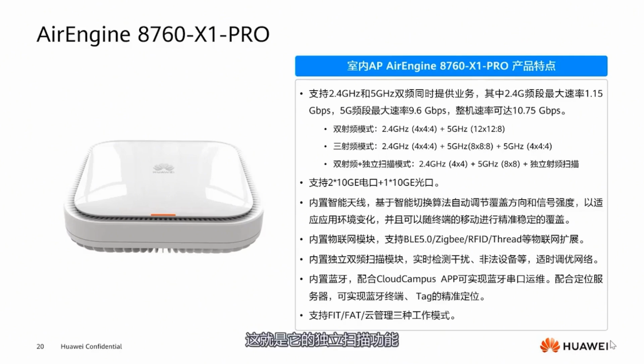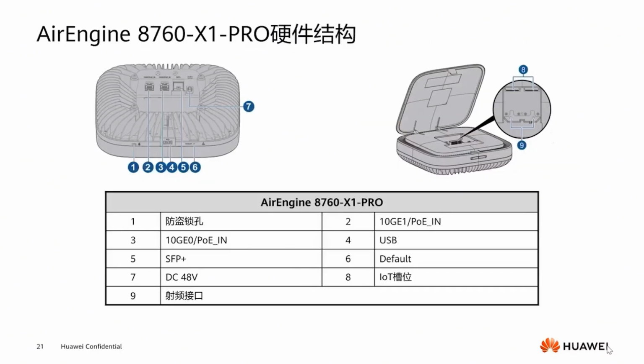This device also has 2 10GE electrical ports and 1 GE optical port, supports built-in IoT modules, smart antennas, and built-in Bluetooth. At the same time, it supports thin APs, fat APs, and cloud management modes. These features of the AP should be understood. Next, let's look at its hardware structure.